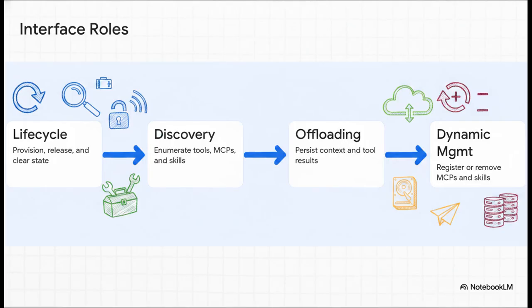To keep this office running smoothly, the Workspace-based interface handles 4 core jobs. Number 1 is lifecycle. That means initializing the workspace, closing it down to release resources, or resetting the state so a pool of agents can reuse it. Next is discovery. This lets the agent actually see what available tools, active MCP clients, and skills are lying around. Third is offloading, where the workspace stores that heavy context we just talked about and hands back a tiny reference path instead.